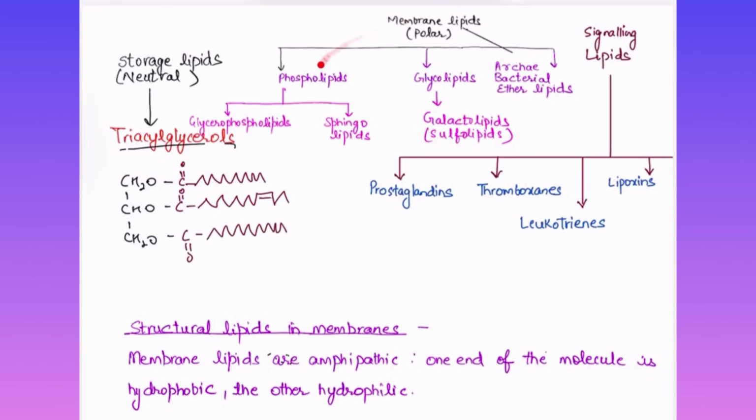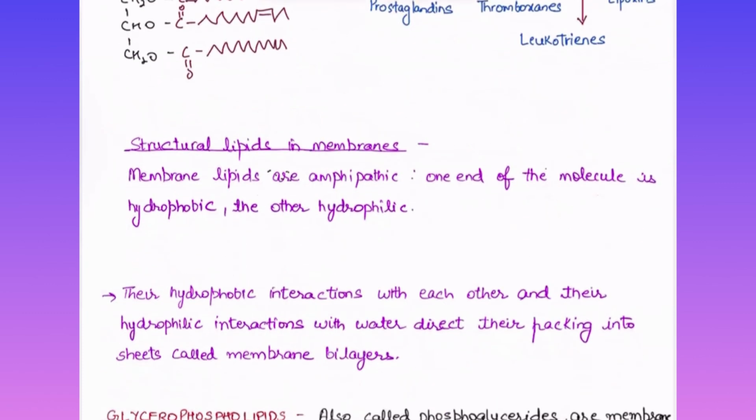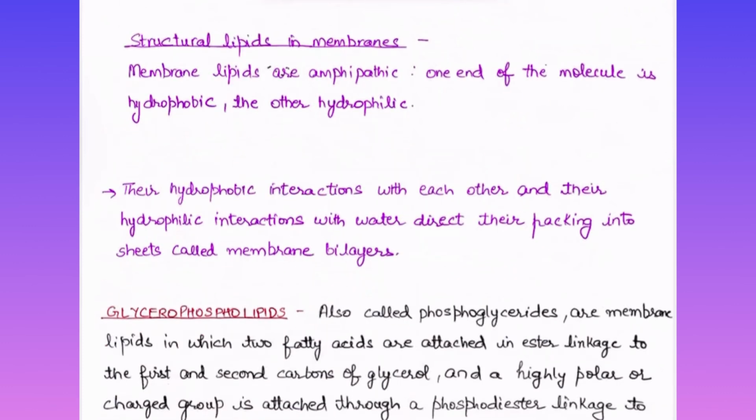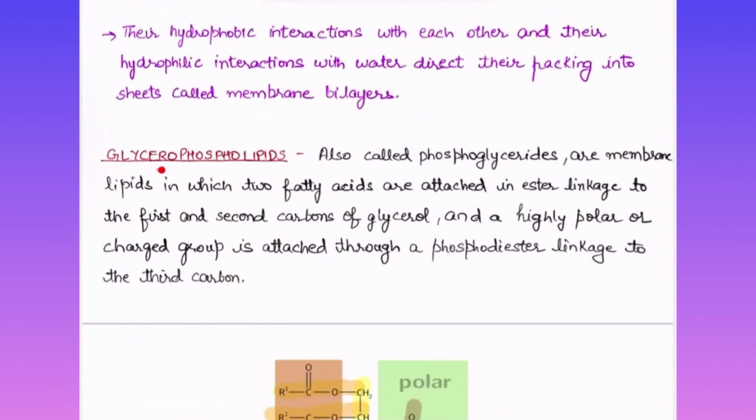The second category is structural lipids. Membrane lipids are amphipathic. That is, one end of the molecule is hydrophobic, the other is hydrophilic. Their hydrophobic interactions with each other and their hydrophilic interactions with water direct their packaging into sheets called membrane bilayers. First category we have glycerophospholipids. They're also called phosphoglycerides.